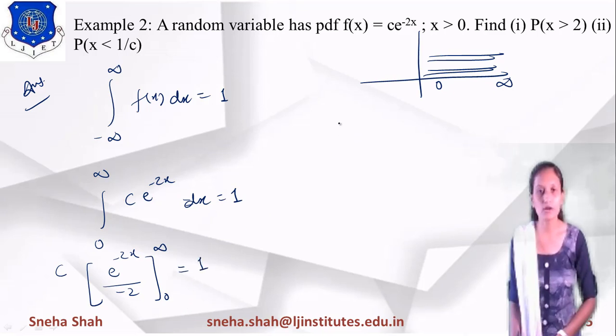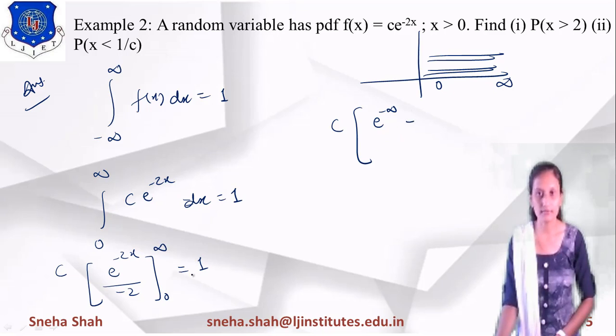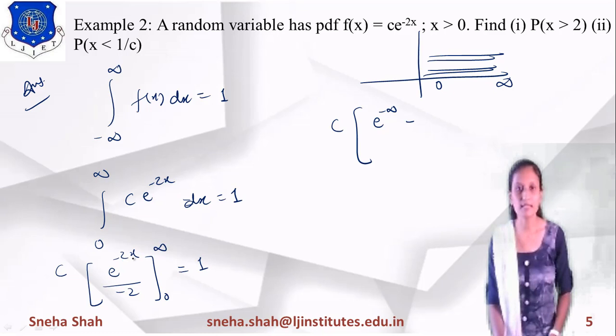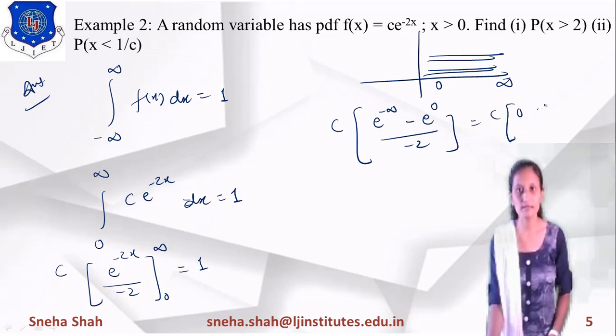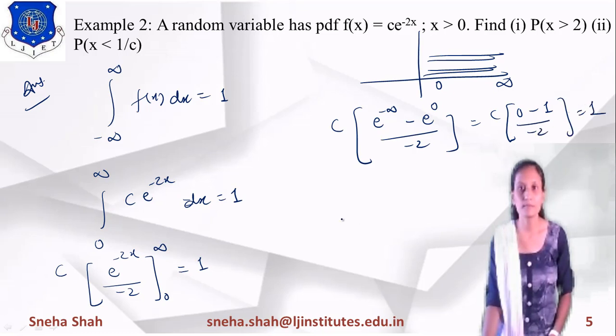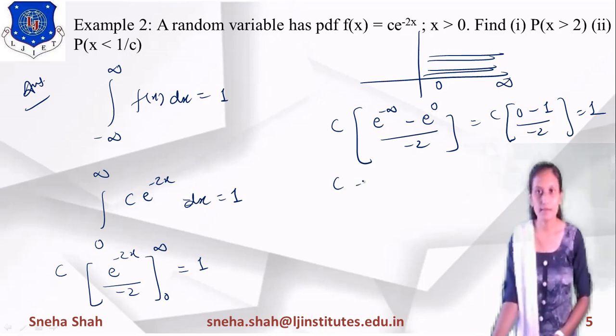Now c will be as it is. Instead of x I put infinity, so it becomes minus infinity, because minus 2 into infinity means minus infinity, right? And if we put x equals 0 over here, the term will be e raised to 0 upon minus 2. So e raised to minus infinity means 0, and e raised to 0 means 1, divided by minus 2. This should equal 1. Now 0 minus 1 means minus 1 divided by minus 2, so minus minus gives plus 1 by 2. The 2 goes over here, so the value of c equals 2.